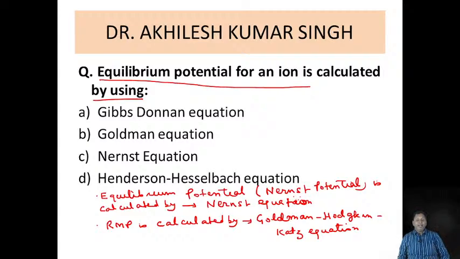Right. So this RMP is calculated by the Goldman-Hodgkin-Katz equation. So two things we remember here: equilibrium potential and the resting membrane potential. So what is the answer here? The equilibrium potential, the answer here is the Nernst equation. Right, so the Goldman-Hodgkin-Katz equation for the RMP.